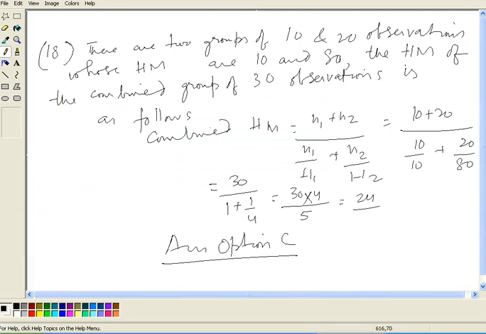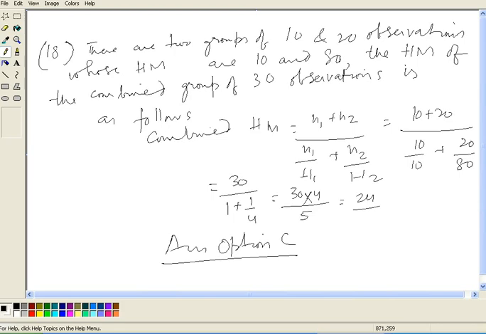There are two groups of 10 and 20 observations whose harmonic means are 10 and 80. The harmonic mean of the combined observations is as follows. We know that the combined harmonic mean, as worked in the earlier problems, is given by the formula (n1 plus n2) by (n1 by h1 plus n2 by h2), where n1 and n2 are the number of observations, h1 and h2 are the harmonic means of the respective observations.